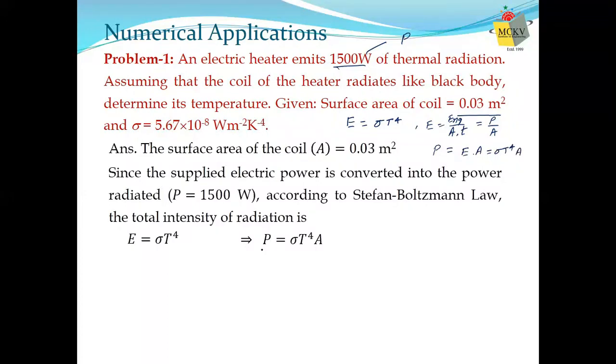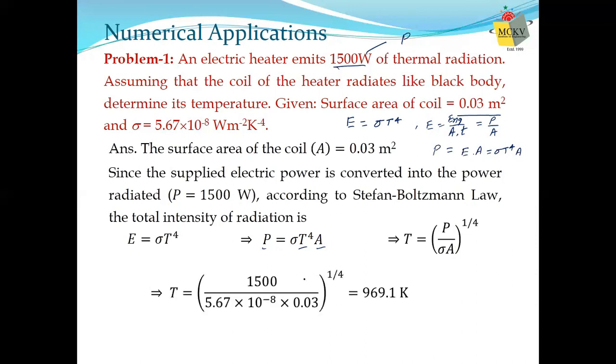Now here power is supplied, the area is supplied. Sigma, the Stefan's constant, is known, 5.67 into 10 to the power minus 8 in SI units. So we have to estimate the temperature from it. If we write it in terms of temperature, it will be (P by sigma A) whole to the power 1/4. If we put the values, P as 1500 watt, sigma as this, and area as 0.03 meter square, then temperature is estimated to be 969.1 Kelvin. So the temperature of the coil is this value if that coil is treated as a black body.